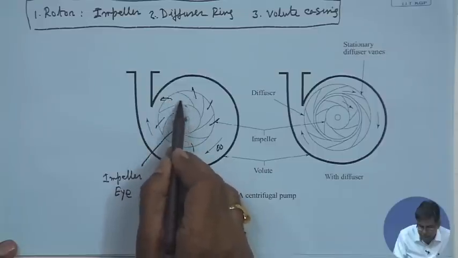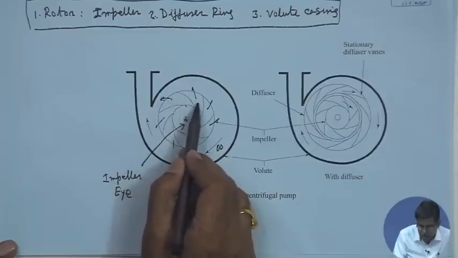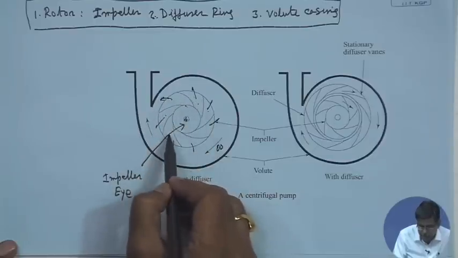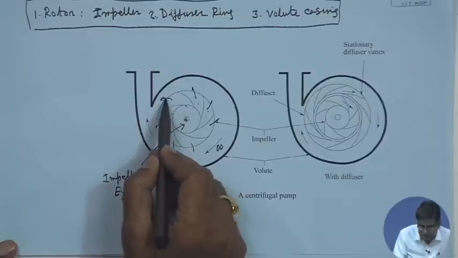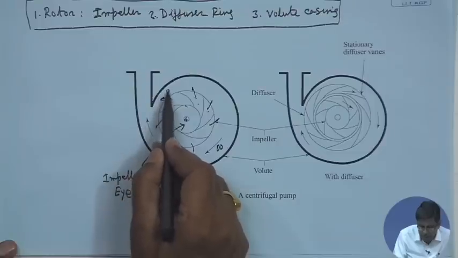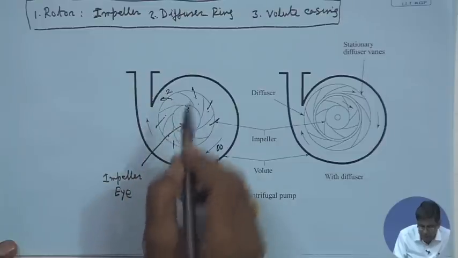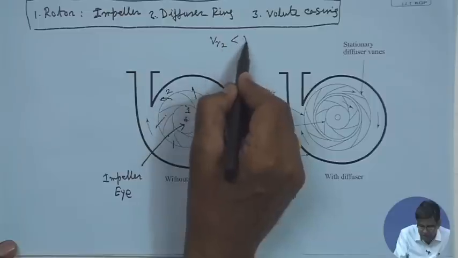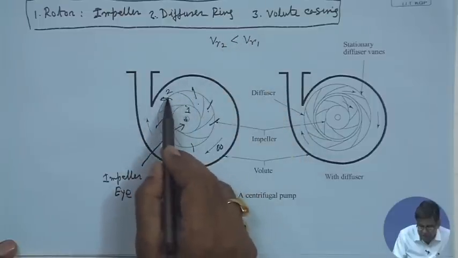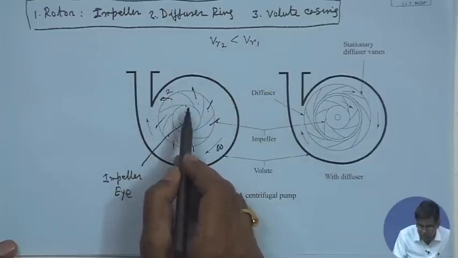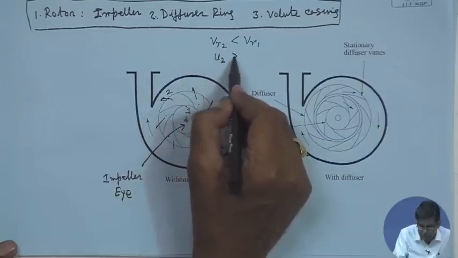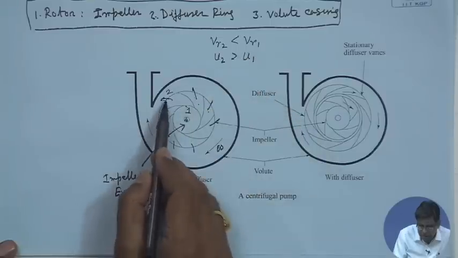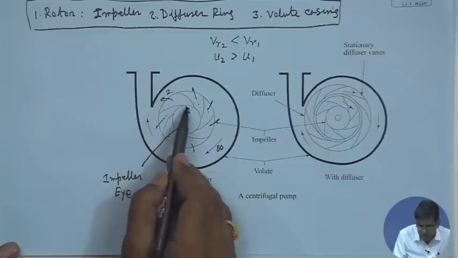You see, this gives a diverging passage, and the cross sectional area normal to the flow is increasing in the direction of flow for each and every blade passage. That means the relative velocity at the outlet, if it is 2 at the outlet and 1 at the inlet, VR2 is less than VR1, meaning that the pressure at the outlet is more than that at 1, and similarly U2 is greater than U1. Therefore, the centrifugal head, which is manifested in terms of the static head, is more at the outlet than at the inlet.